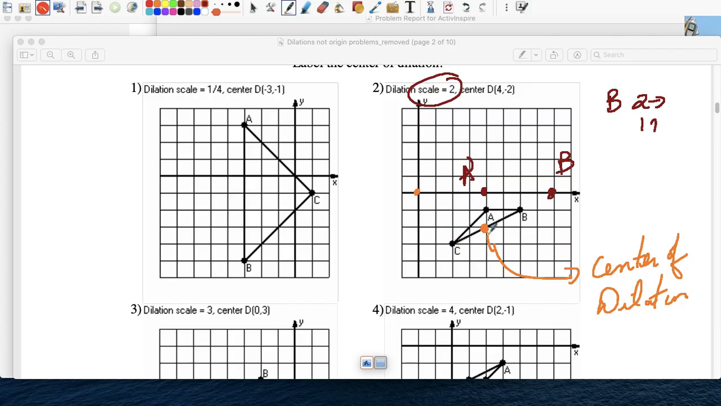C, from the center of dilation, which is the orange, we're going to go 2 left, and then 1 down. So let's double that. So instead of going 2 left, I'm going to go 4 left. 1, 2, 3, 4. 4 left, and then 2 down. That's C prime. So the image, the dilation of scale factor 2.